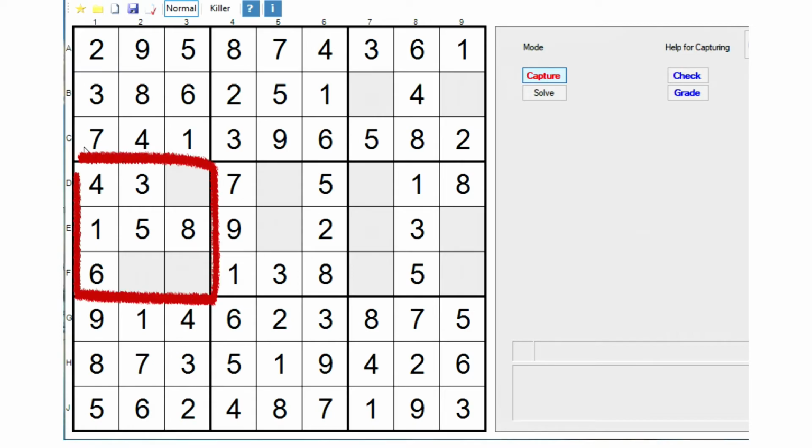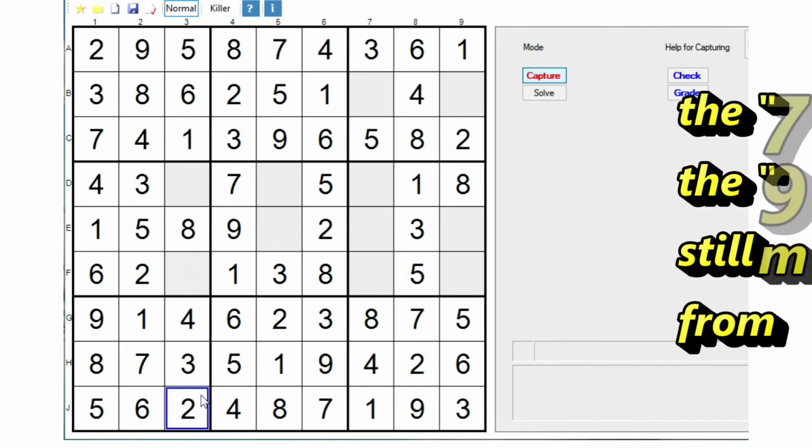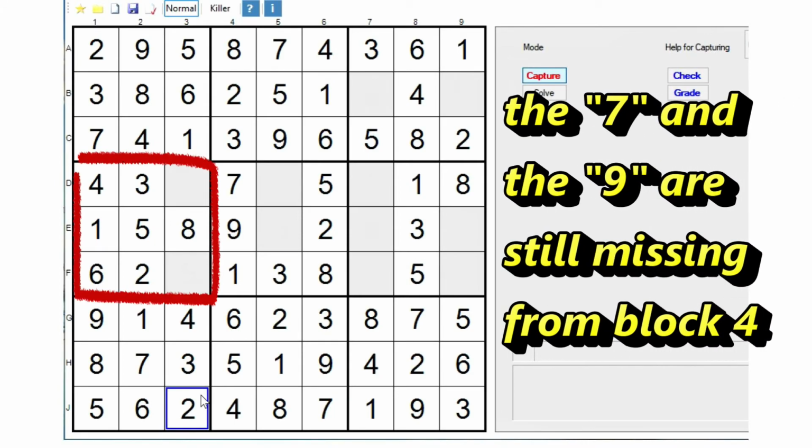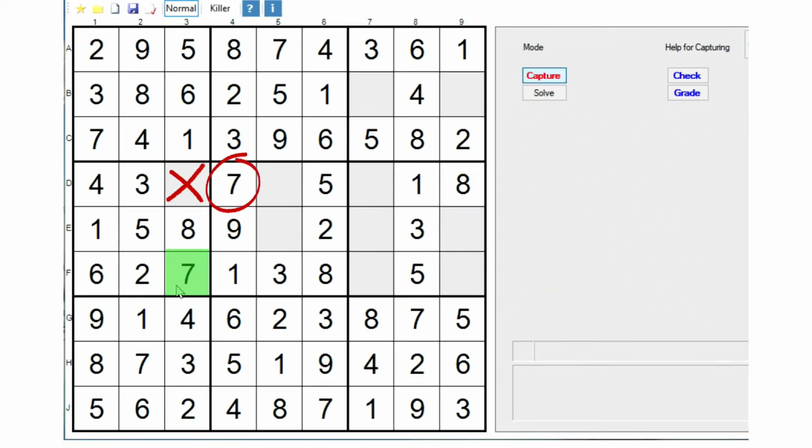Block 4 needs some work. We placed a 2 in block 7, so that means the 2 must go here. And now just 2 numbers are missing from this block, the 7 and the 9. Well, the 7 can't go here because of this 7, so it must go here. And therefore the 9 goes here. And now we're done with block 4.